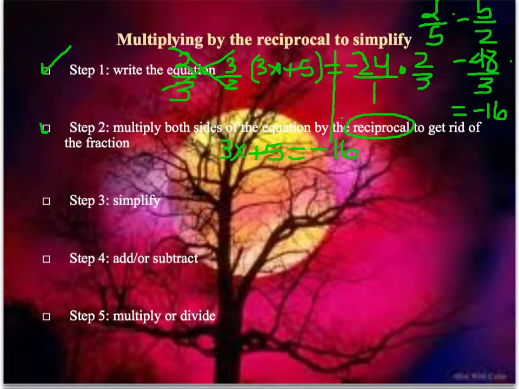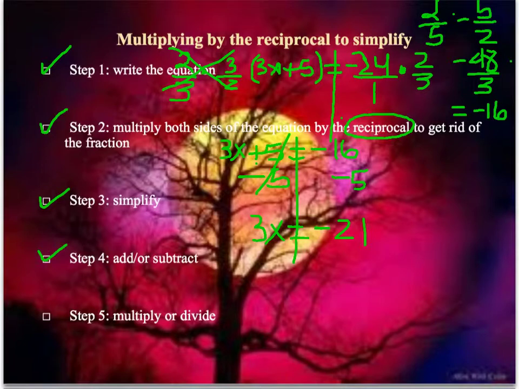So I've multiplied. I have simplified. And now I want to add or subtract. Well, what am I going to do? I've got a 5 being added, so I'm going to subtract 5 from both sides. I have 3x equals negative 16 and negative 5. Remember, I'm at negative 16. I go 5 more into the negative direction. That gives me negative 21.